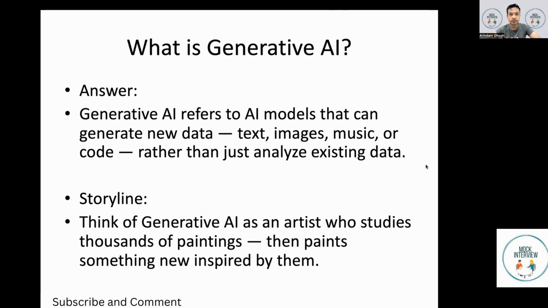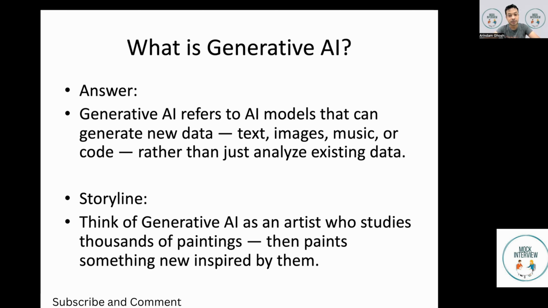So first question is, what is generative AI? Generative AI refers to AI models that can generate new data, text, images, music, or code, rather than just analyze existing data. Each question has a storyline along with it. So the storyline here: think of generative AI as an artist, any kind of artist who studies thousands of paintings.